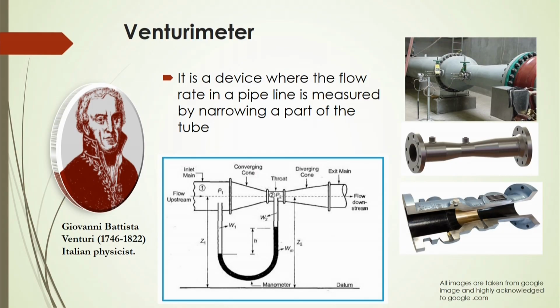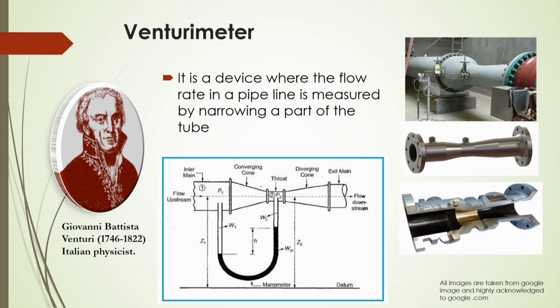This is one important and mostly used flow measuring device for measuring the flow rate of the fluid whenever it is flowing through the pipe. Flow rate in the pipeline is measured by narrowing a part of the tube as shown in the figure. You will see how the pressure drop changes, and here a schematic diagram of this Venturi meter is shown.